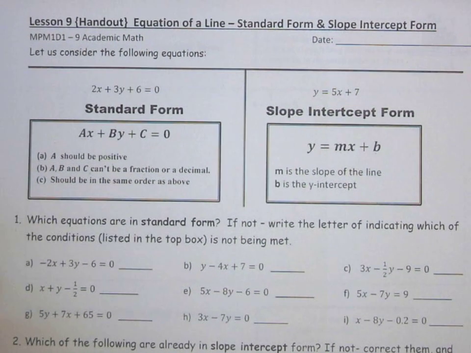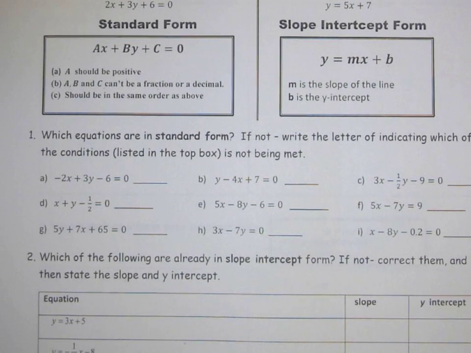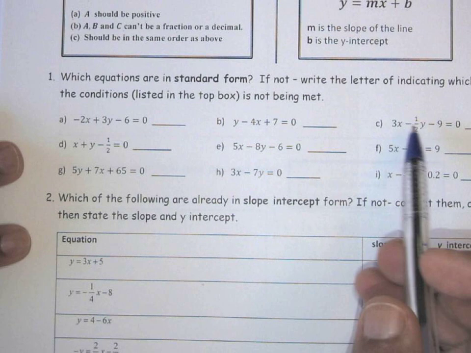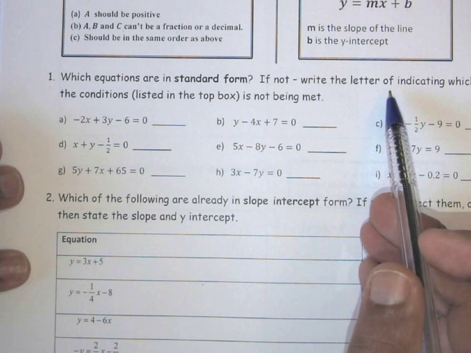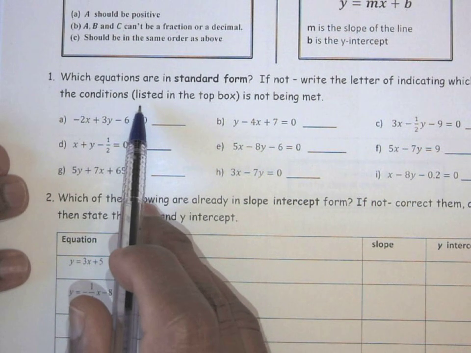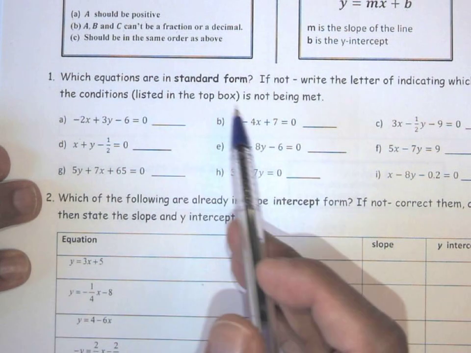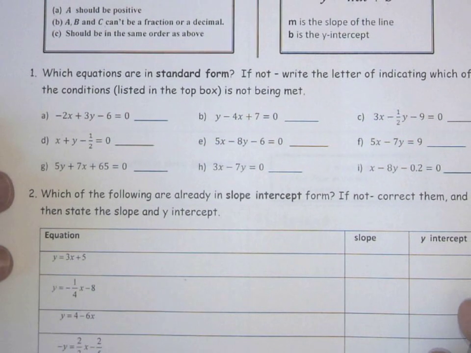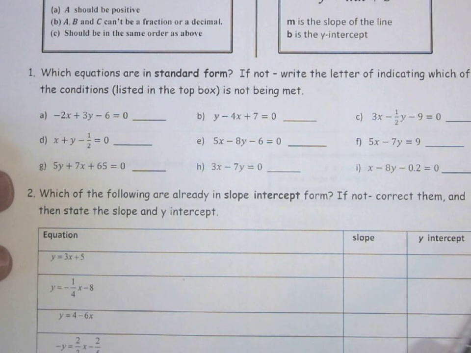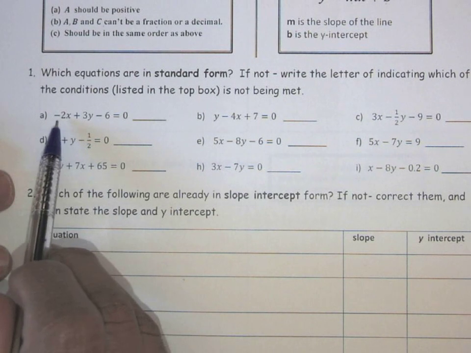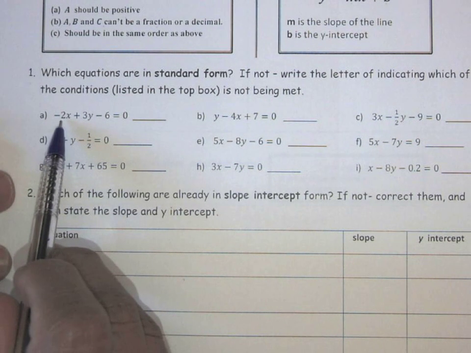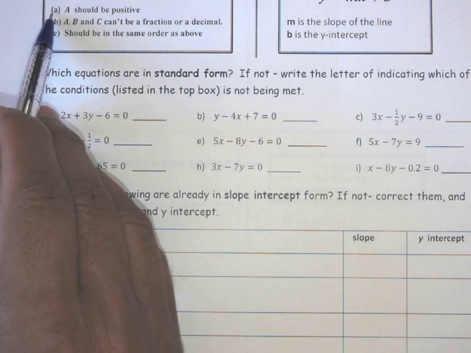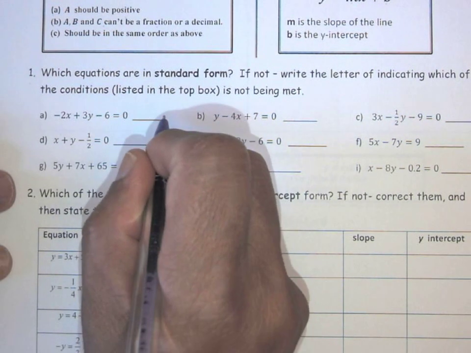So let's do a few examples. Here, which equations are in standard form? We have a few here, and if not, write the letter indicating which condition listed in the box here is not being met. The first one here is negative 2x plus 3y minus 6 equal to 0. You see here the coefficient of x is negative 2. The first one should be positive. Therefore, this condition A is not met.